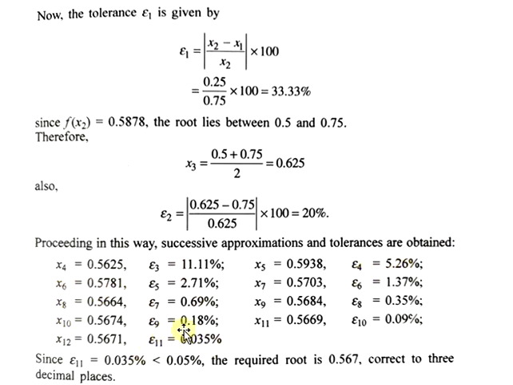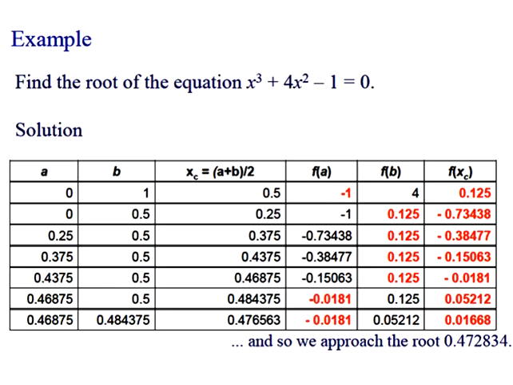Finally, when you take the x11, the error is 0.035 percentage, which is less than 0.05 percentage. So you can stop the calculation here, and the corresponding x11, which is the root of this equation, is 0.567.